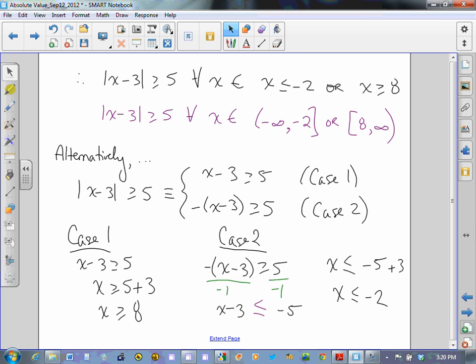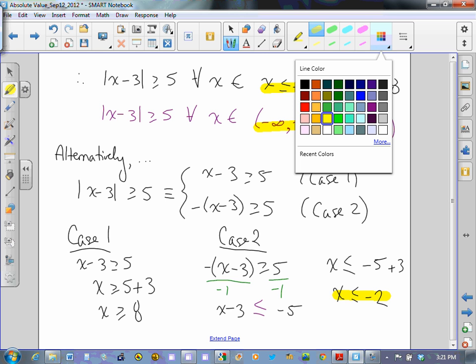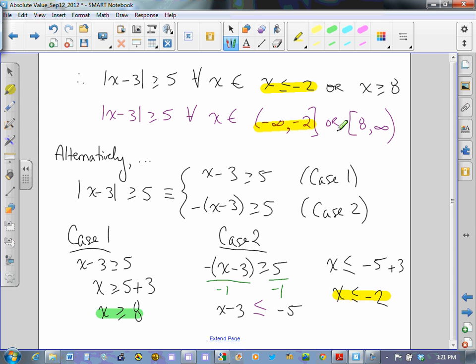So compare this back to what we had originally. You can see that this solution is being represented here, which is also here in interval notation. And you can also see the other solution being represented there, here, and also here with interval notation.